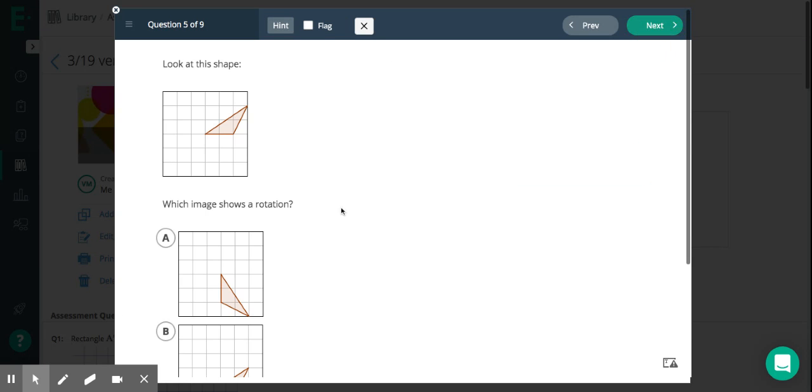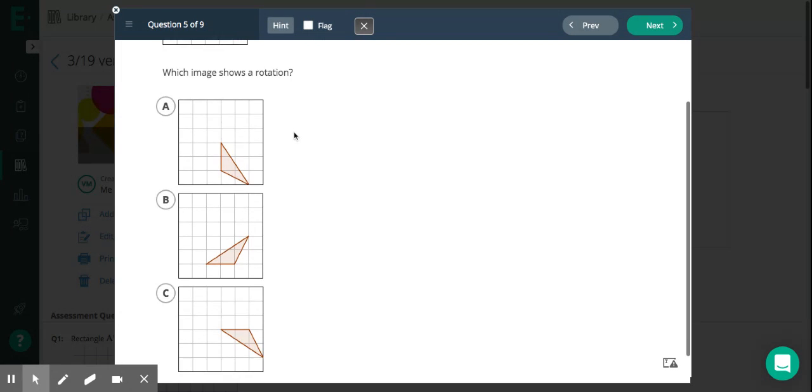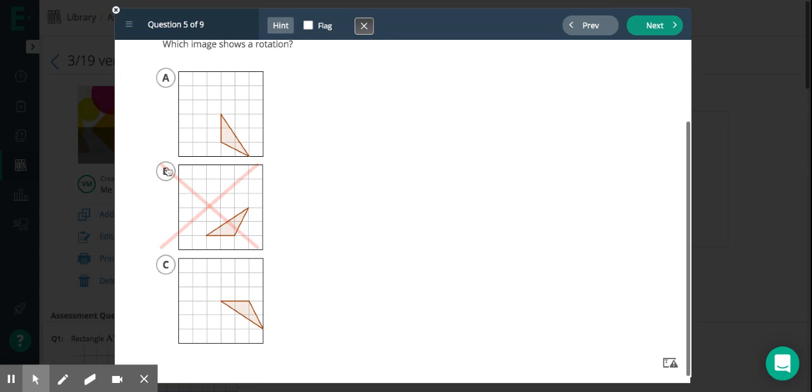All right, so let's take a look at the next one. For question number 5, it says, look at the shape and then which image shows a rotation. If it's going to be a rotation, we want the image to be turned. So I'm going to go through and see if there are any options where the image has the same orientation, and I'm going to X those out. I see that I have this long diagonal here, a horizontal line here, and then this diagonal here, right? Which ones match that same orientation?